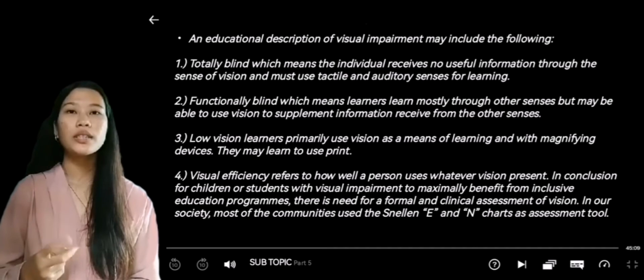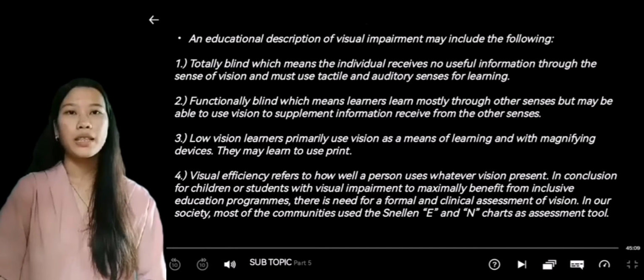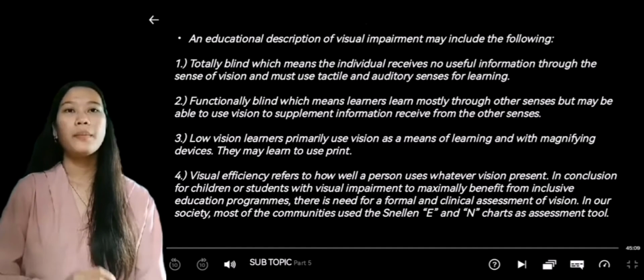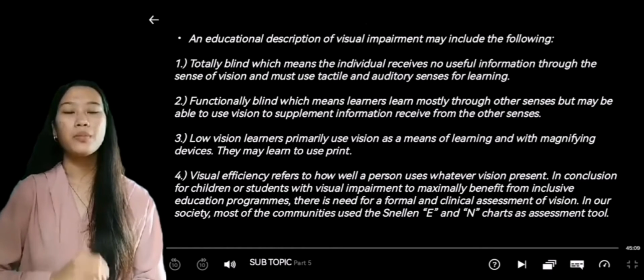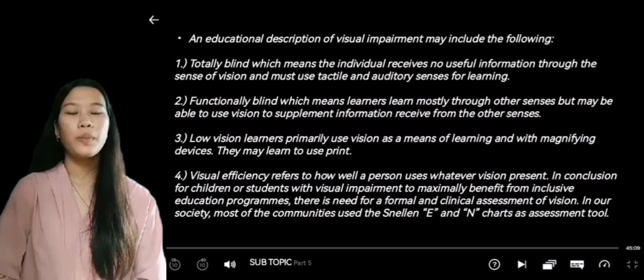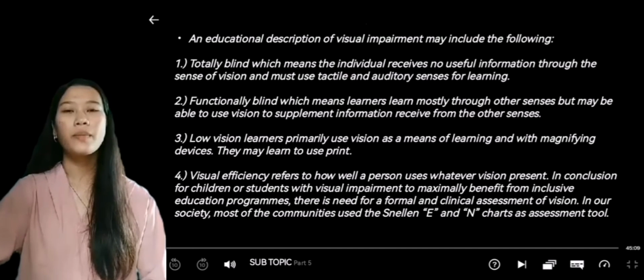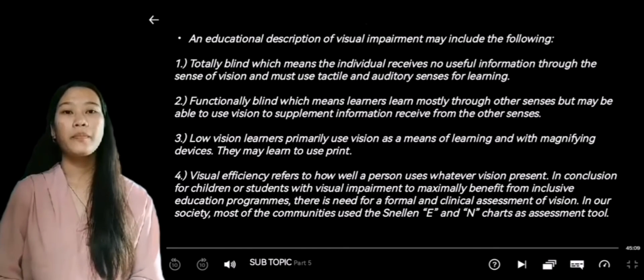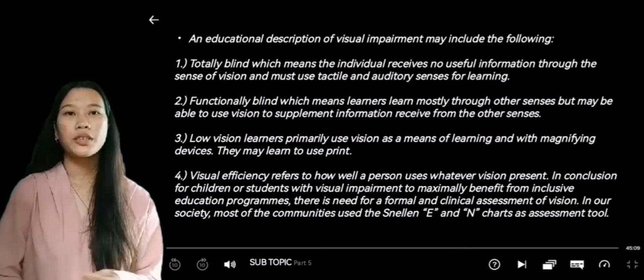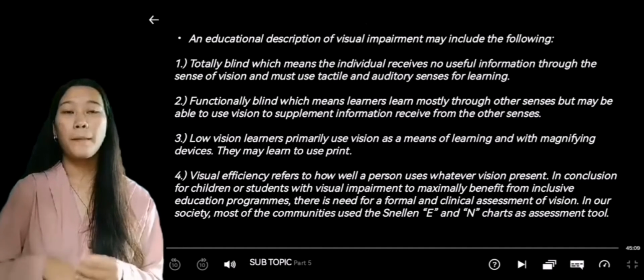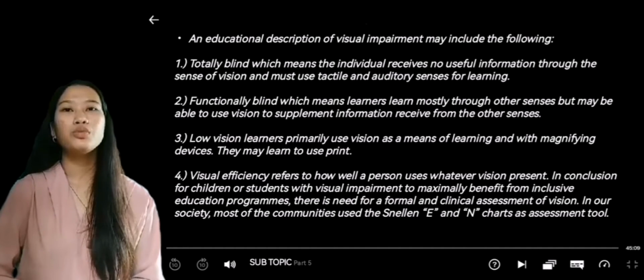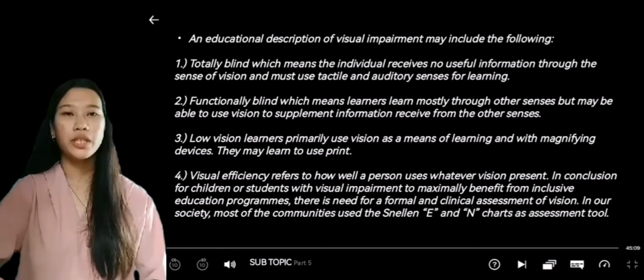So the second one is the functionally blind, which means learners learn mostly through the other senses, but may be able to use vision to supplement information received from the other senses, like touch. So in this functionally blind group, they would need to use Braille to learn to read.